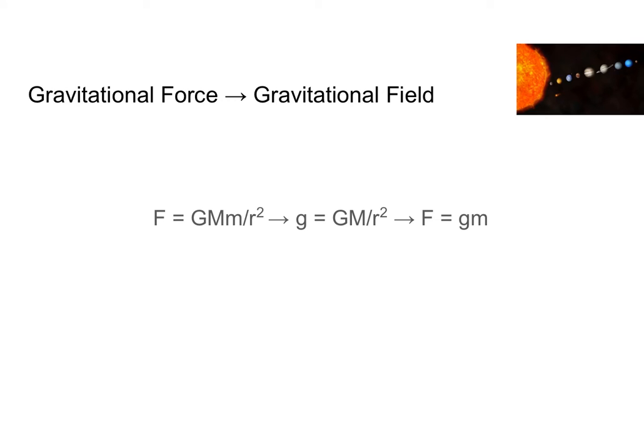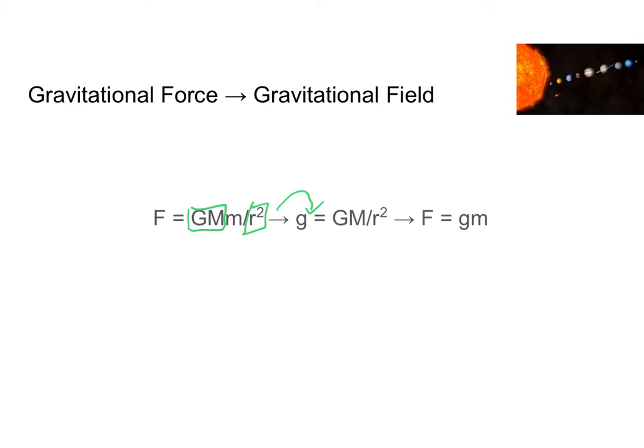So before I actually get into the gravitational potential equation and all of that, I do want to just remind you of the relationship between gravitational force and gravitational field. So in our gravitational force equation, GMm over r squared, we define GM divided by r squared as little g, giving us our gravitational field, which gives us that our force is actually equal to our field times our mass.